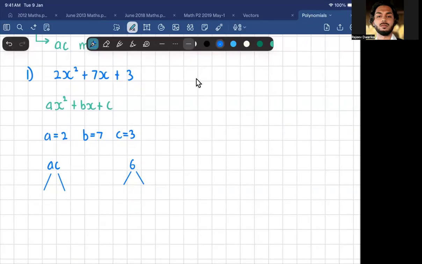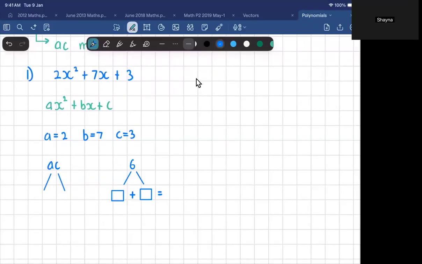So the whole point of this, Shayna, is you're going to multiply A by C, and you want to think of two numbers that when you multiply, you would get back 6, right? So we want to think of two numbers that we could multiply to get back 6, but it has to add up to the middle term. What's the middle term? Tell me, Shayna, what's the middle term here?